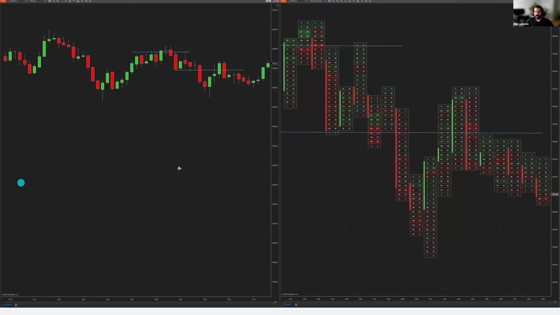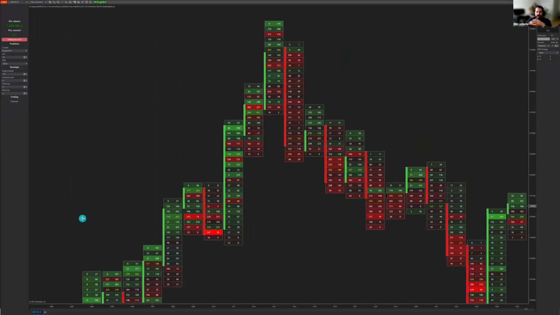So these single print zones often act like magnets or barriers later on. Sometimes the price comes back to repair them. Other times they become strong areas of rejection or support. But either way, they're valuable because they mark areas where the market said that was a mistake. Like, let's not go there again. We're not hitting that place again.